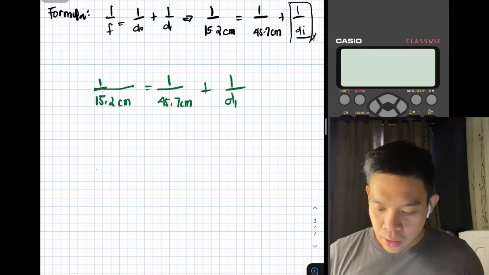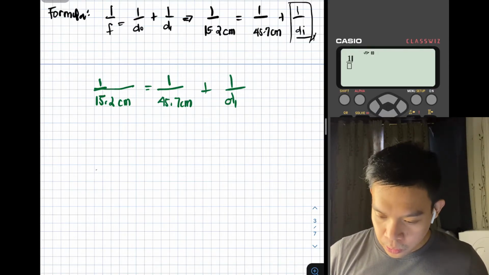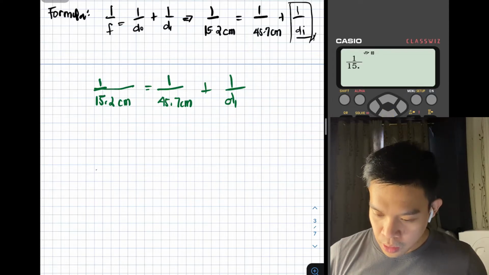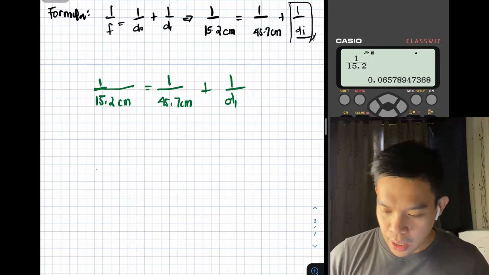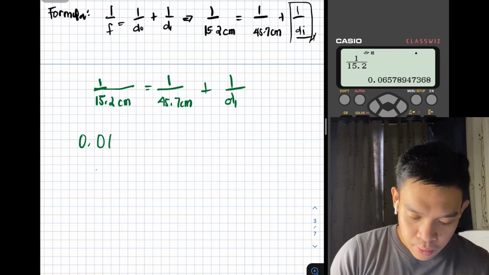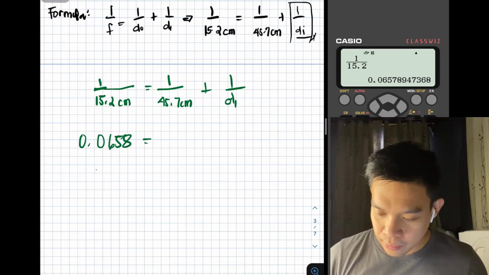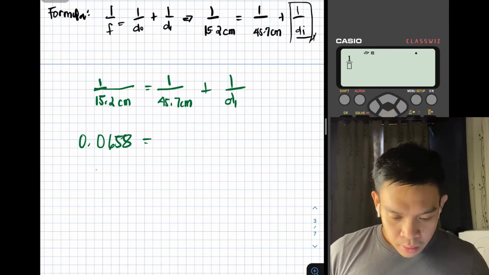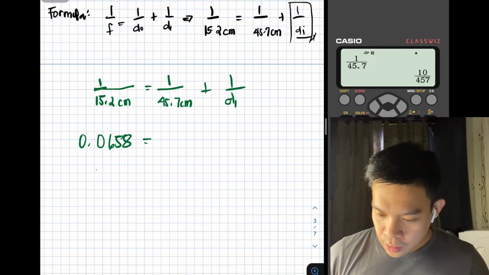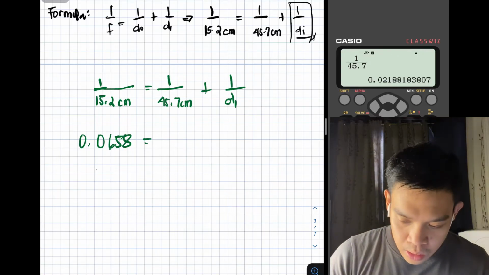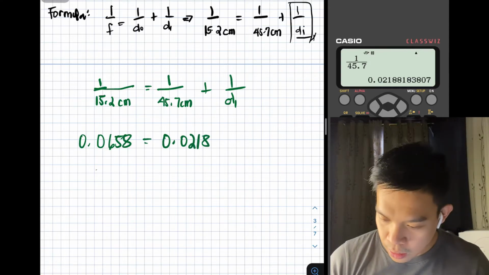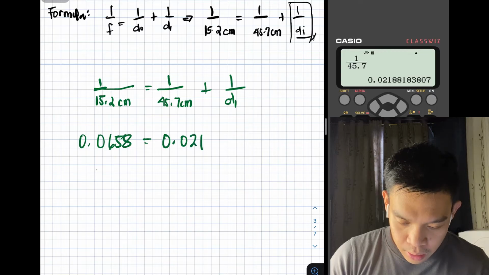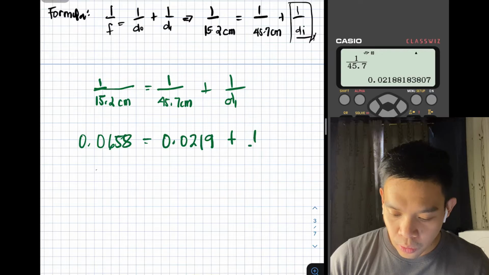Okay, so let's try. In our calculator, 1 over 15.2 is equal to 0.0658, which is equal to 1 over 45.7. 1 divided by 45.7 is 0.02189, or rounded up, 0.0219, plus 1 over DI.